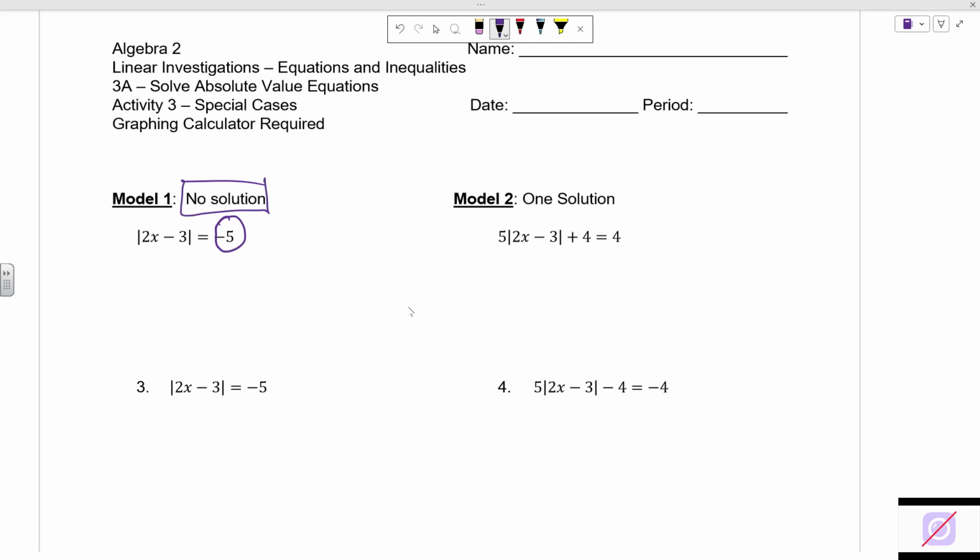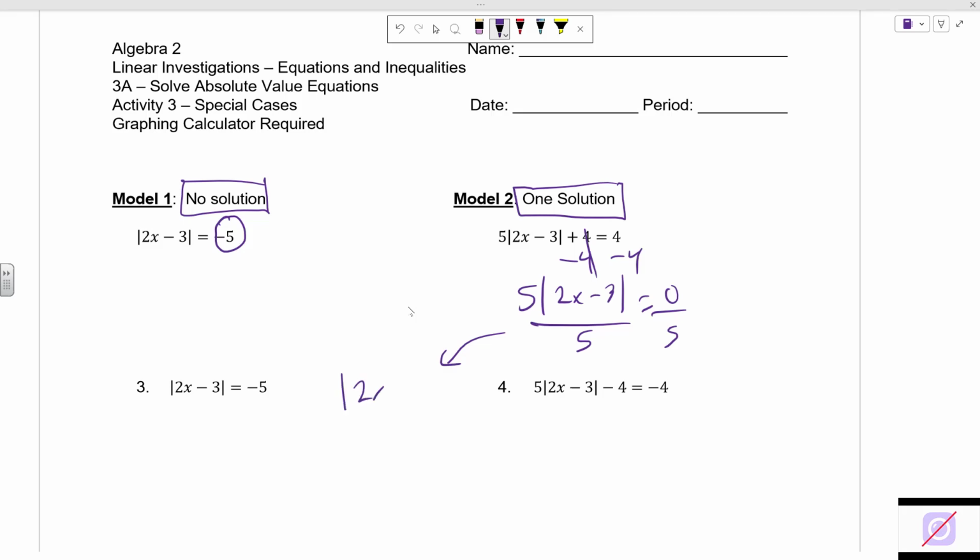Another example would be the result of having one solution. How would you know? So you would subtract 4 from both sides. You get 5 times absolute value, 2x minus 3 equals 0. Divide by the 5. So then let me continue over here. Absolute value, 2x minus 3 equals 0. And 0 is neither positive nor negative. So in this case, you would just write one equation. 2x minus 3 equals 0. And then you would solve.